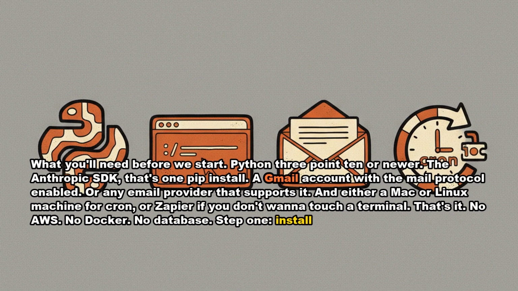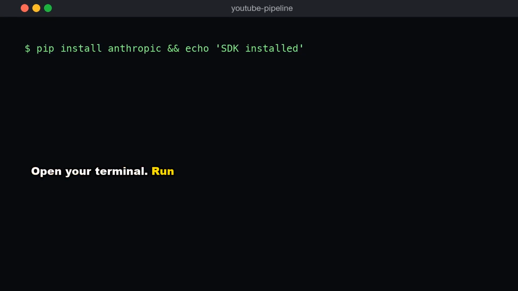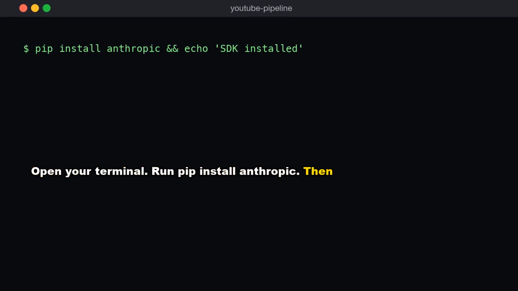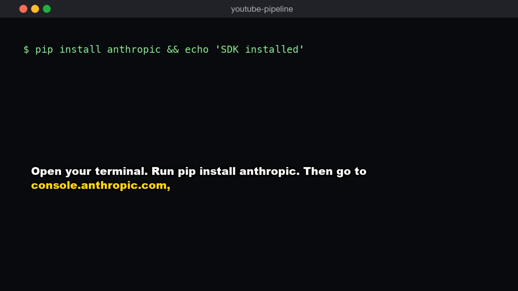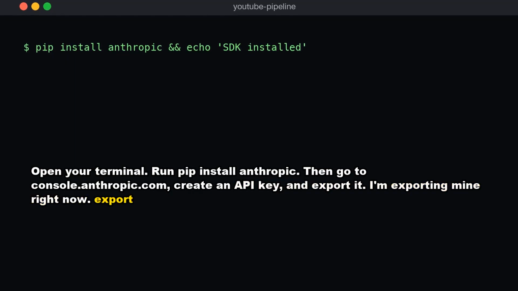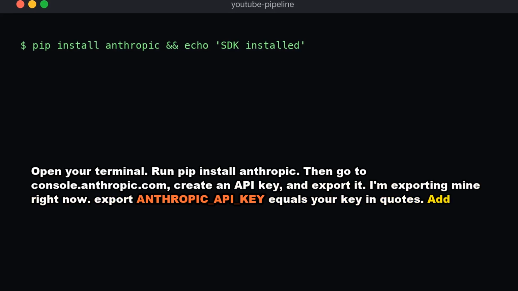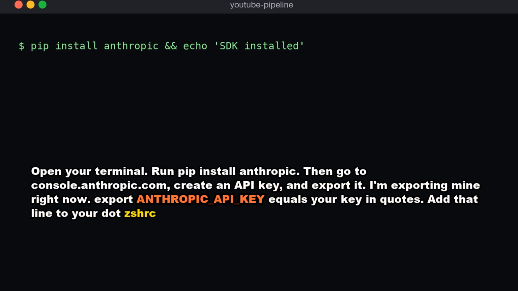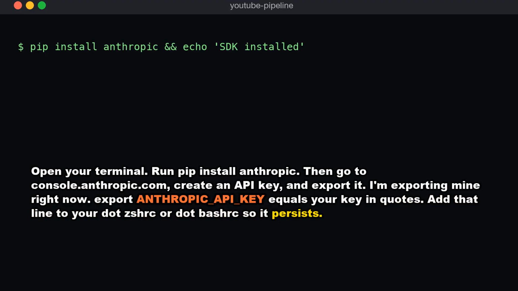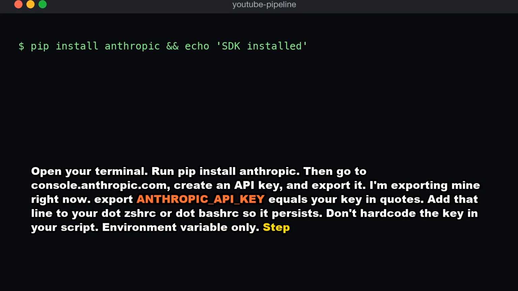Step 1. Install the SDK and grab your API key. Open your terminal, run pip install anthropic. Then go to console.anthropic.com, create an API key, and export it. I'm exporting mine right now. Export ANTHROPIC_API_KEY equals your key in quotes. Add that line to your .zshrc or .bashrc so it persists. Don't hardcode the key in your script. Environment variable only. Step 1, done.